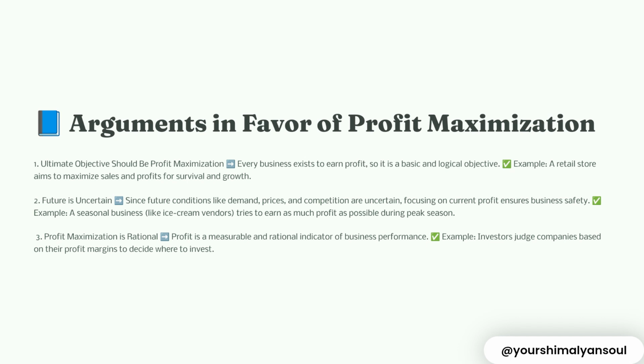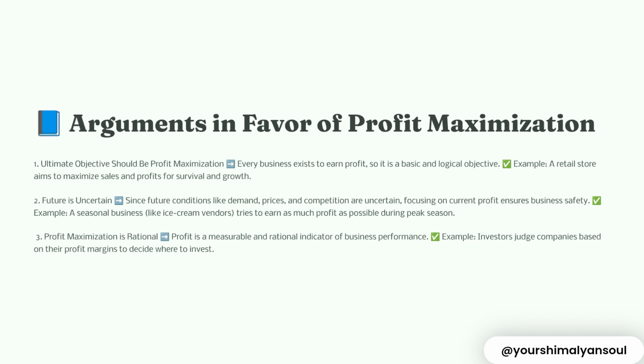Arguments in favor of profit maximization. 1. Ultimate objective should be profit maximization. Every business exists to earn profit, so it is a basic and logical objective. Example, a retail store aims to maximize sales and profits for survival and growth. 2. Future is uncertain. Since future conditions like demand, prices, and competition are uncertain, focusing on current profit ensures business safety. Example, a seasonal business, like ice cream vendors, tries to earn as much profit as possible during peak season.